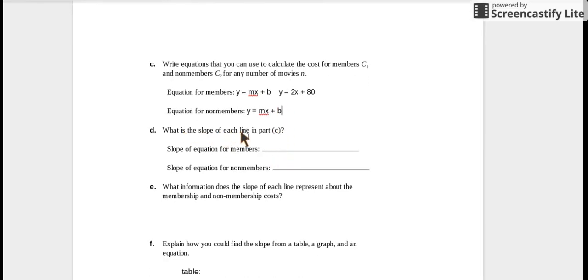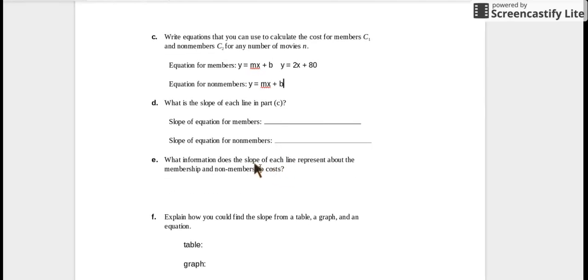So what is the slope of each line in part C? Well, your slope is your m. So based on your equation, your value for m is going to be your slope for your members and your non-members. So you have to look at those equations to determine what that slope is.